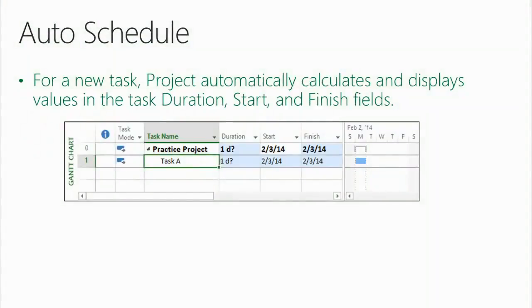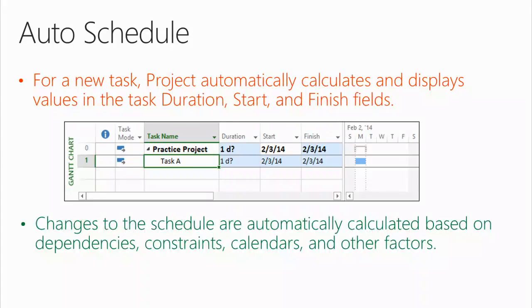Okay? So Terry, for a new task, Project automatically calculates and displays values in the task duration, start, and finish fields. So far, so good? Now, changes to the schedule, Terry, are automatically calculated based on dependencies, constraints, calendars, we were talking calendars a little bit ago, and other factors. So that's what auto schedule is all about. It automatically calculates and displays values in the task duration, start, and finish fields, and then it continues to do its job based on your job, YJTJ.